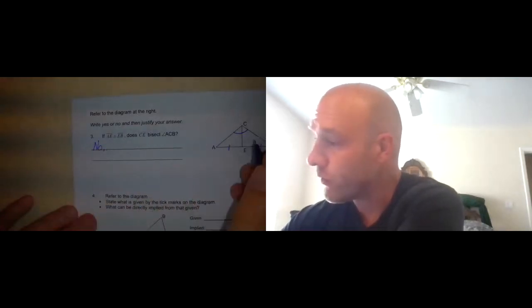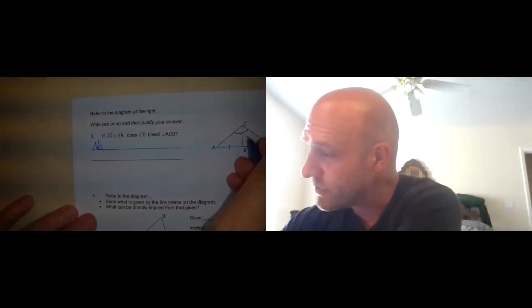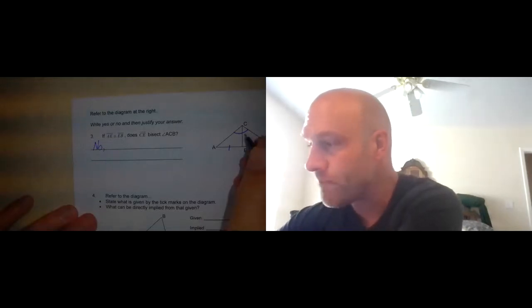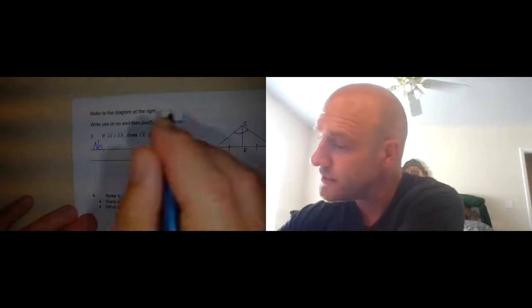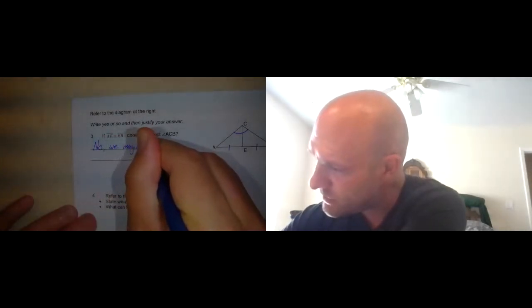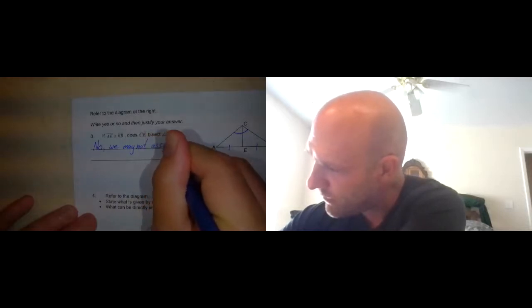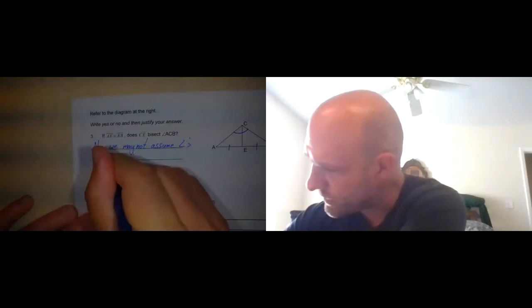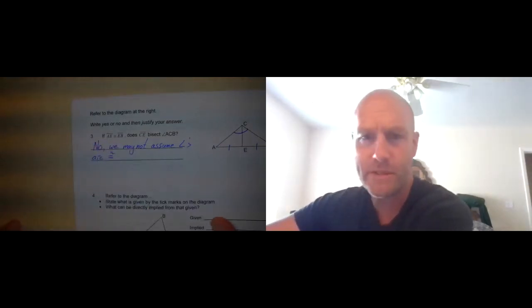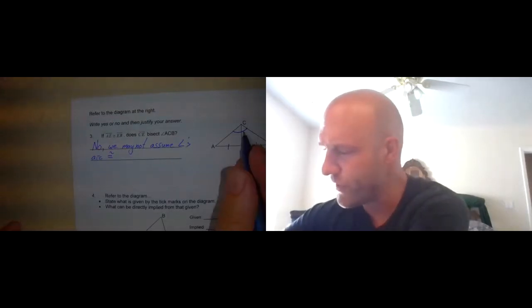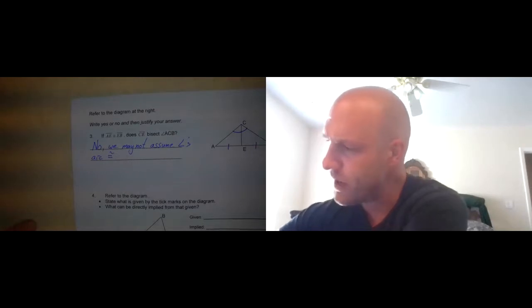So in order for an angle to be bisected, it needs to be split into two congruent angles. Although it looks like it, we're making some assumptions. So no, we may not assume angles are congruent. Some people made up some theorems, which say, oh yeah, if segments are congruent, then angles are going to be congruent, which is not necessarily true.